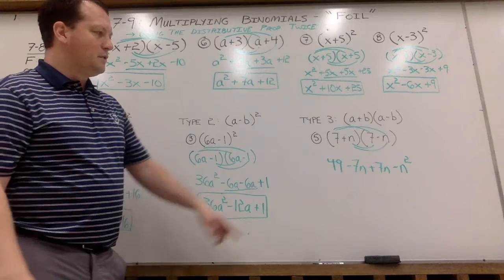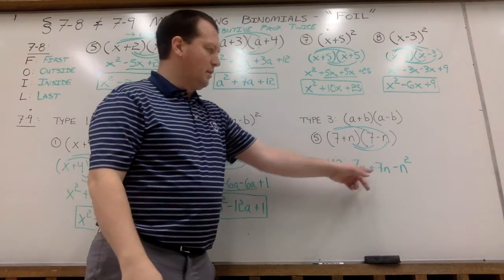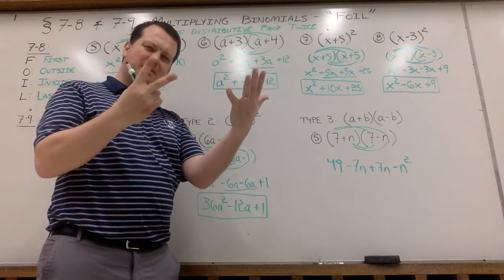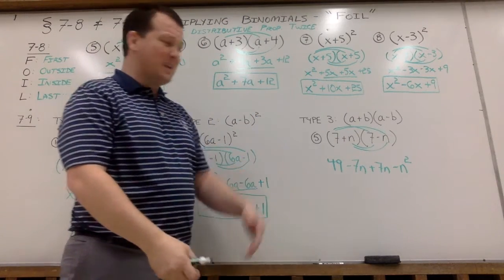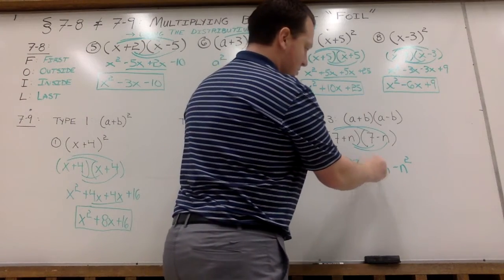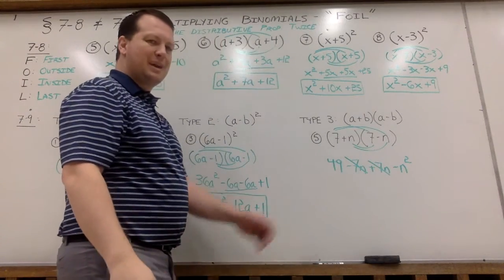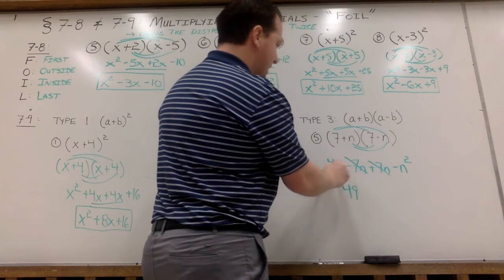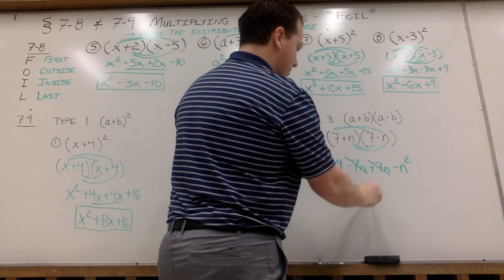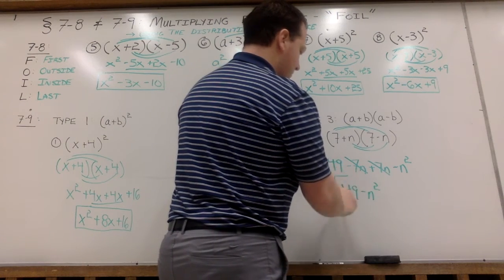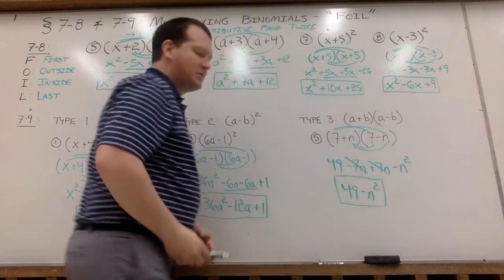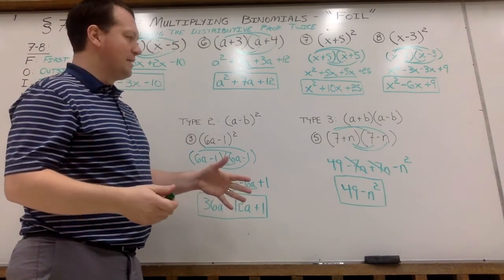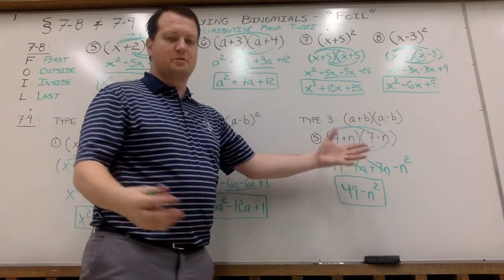So in this case, if you look at your two like terms in the middle, negative 7n plus 7n, well, if I have 7 n's and take 7 away, I've got none. So what happens is the middle two terms cancel out, make 0. And all I'm left with is 49 minus n squared. So that is the last special case you will see. Again, the only reason it's special is because the middle two terms make 0.